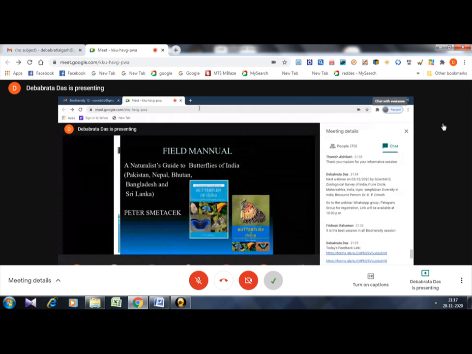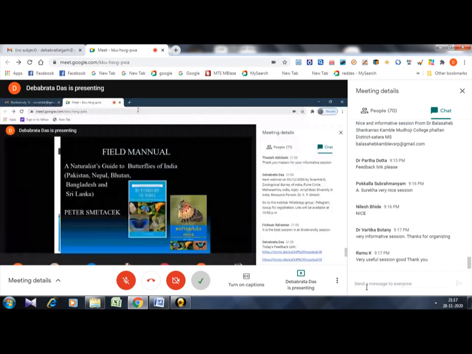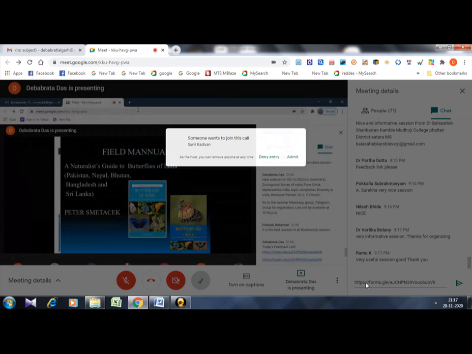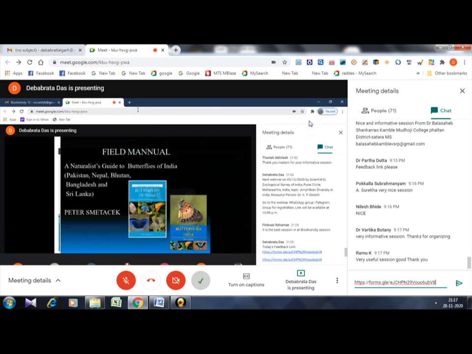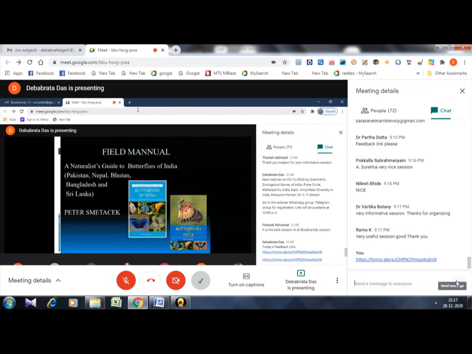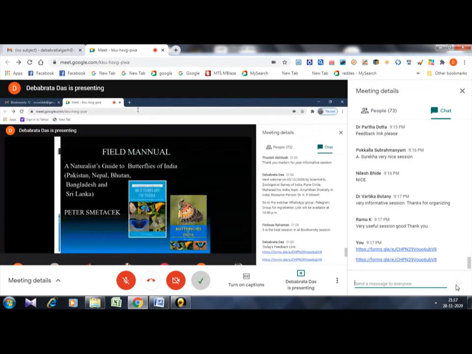Then you can also use these two field manuals, Naturalist's Guide to the Butterflies of India, and here it is saying the Indian subcontinent, by Peter Smetacek. Smetacek sir has one of the largest private butterfly collections in India at Bhimtal in Uttarakhand. You can go and visit that. That is very beautiful. And sir is also a very humble person. If you go there, he will surely help you with the identification of butterflies. And these are the two same manuals but different editions.